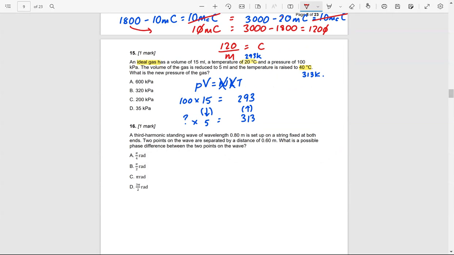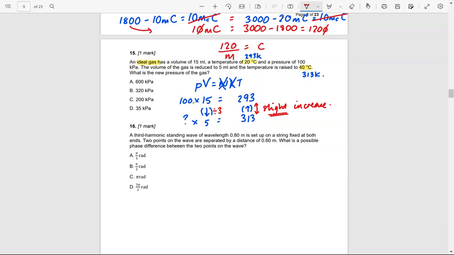So we can see that the volume has reduced by 3. But the temperature is almost the same value. It's slightly higher. There's a slight increase, but very little increase. A slight increase in temperature from 293 to 313. Not a big increase, but the volume has dropped by 3.